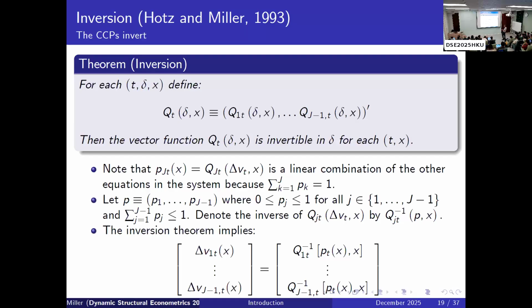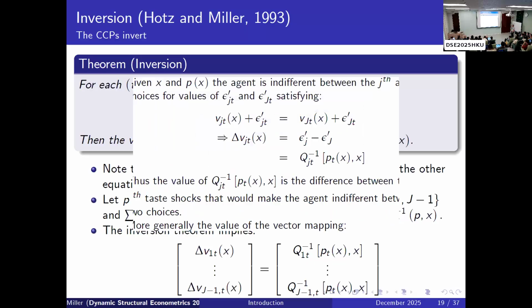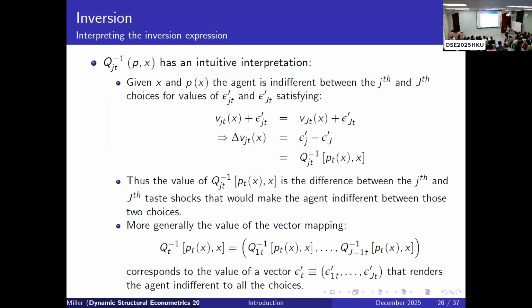So, okay, this is what the inversion theorem implies. This inverse has an intuitive interpretation. Given X and conditional choice probabilities, the agent is indifferent between these two choices for values of epsilon jt prime and epsilon jt for which this holds. Okay, you're indifferent if this is equal to that, right? That's it. Do either thing.